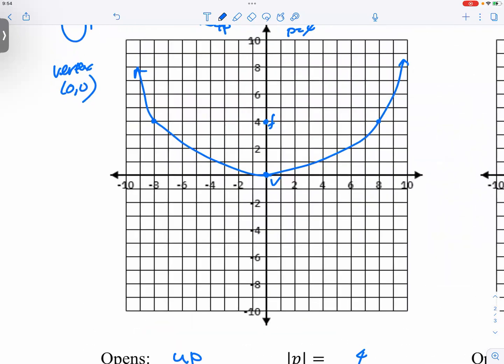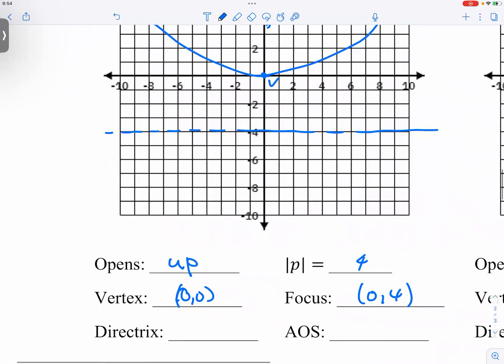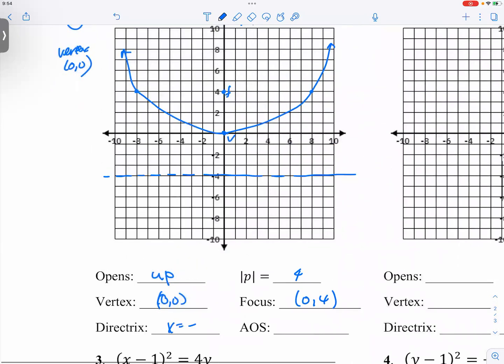Oh, I didn't draw the directrix. The directrix should be -4. And the axis of symmetry, oh, hold on. That's a mistake that I made. The directrix is y equals -4. And then the axis of symmetry is x equals 0.